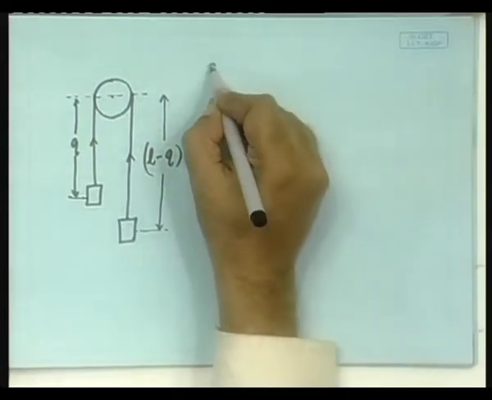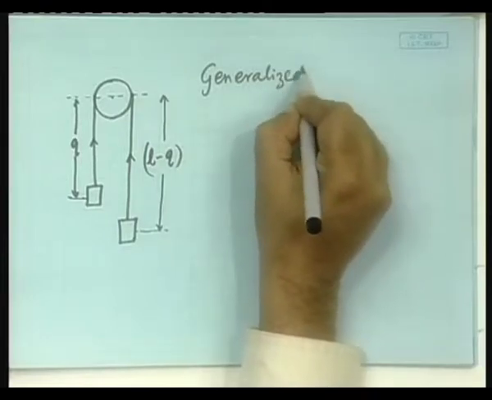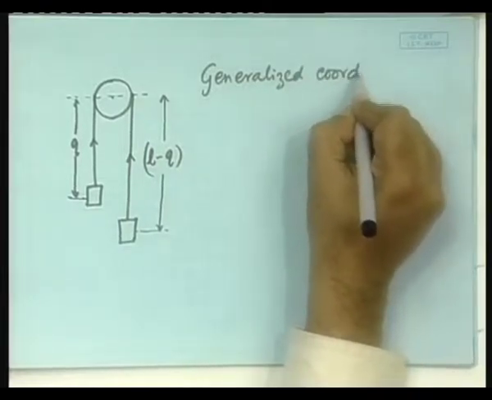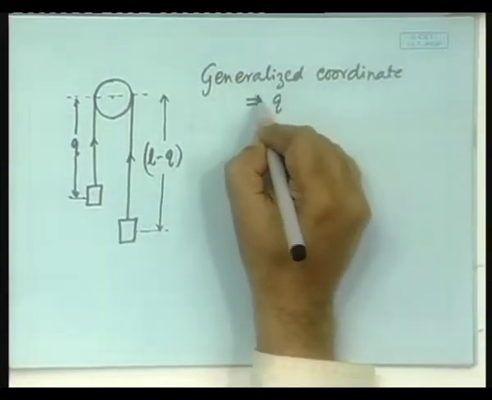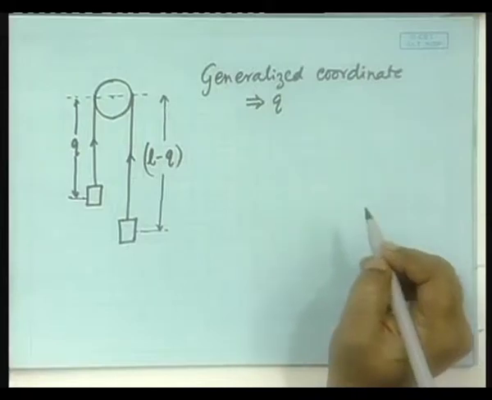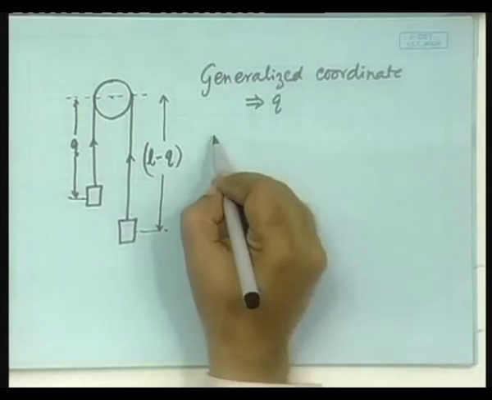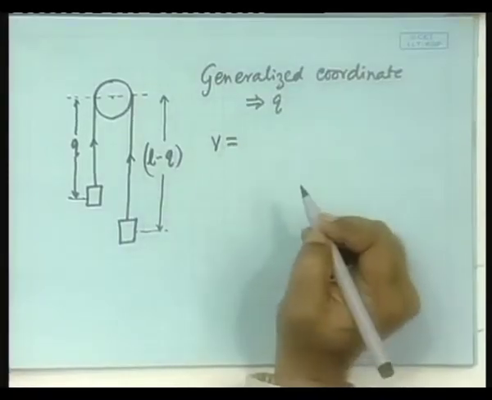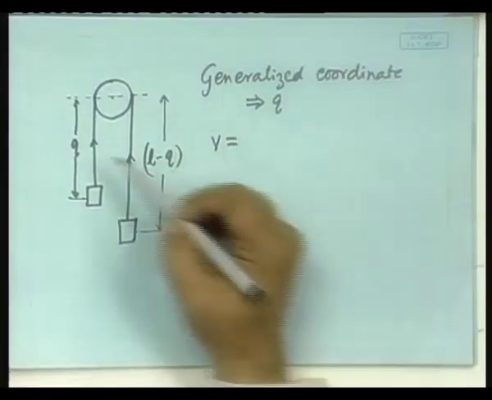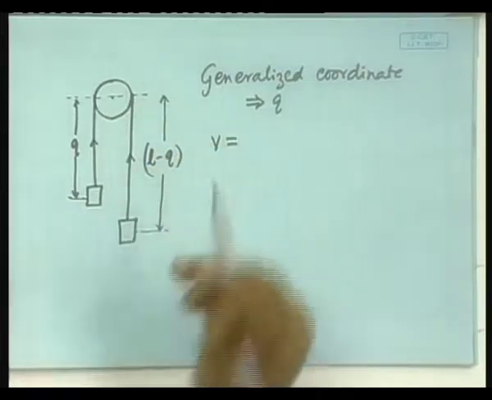So, the generalized coordinate is consistent with the constant, Q, fine. Now, write the kinetic energy and the potential energy. So, what will be the potential energy? Potential energy is the potential of this body and the potential of that body taken together.